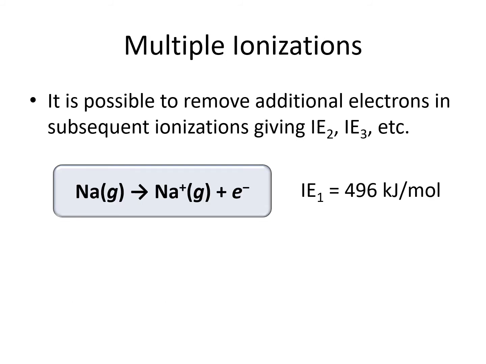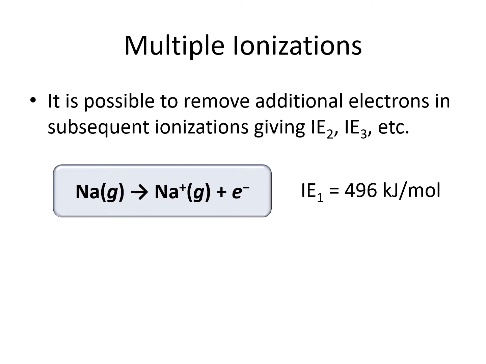We are not limited to just removing one electron. We could remove a second one or a third one, or even more. The energy required to remove the first electron would be IE1. The energy required to remove the second electron would be IE2. If you were starting with a neutral atom and wanted to find how much energy was needed to remove 2 electrons, you would add the IE1 and the IE2 together.